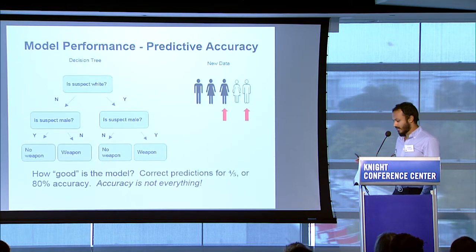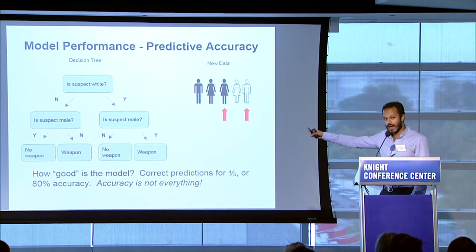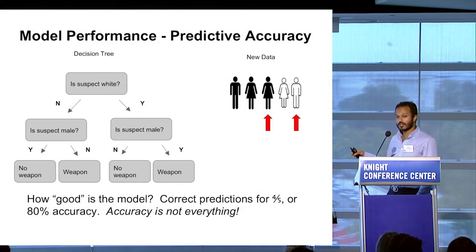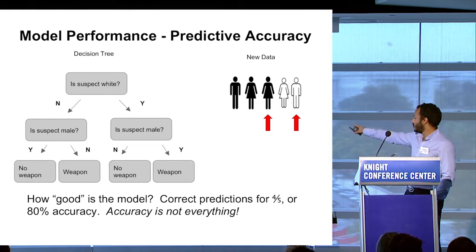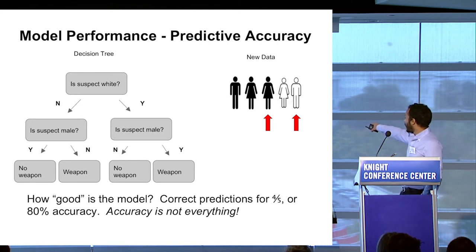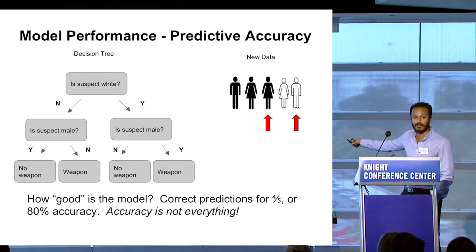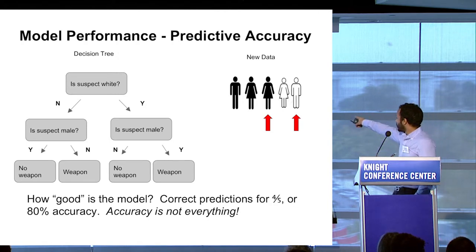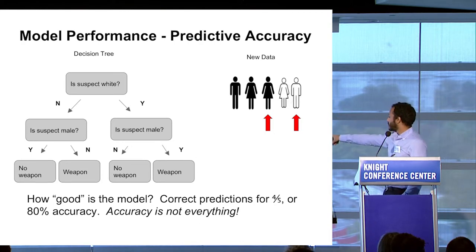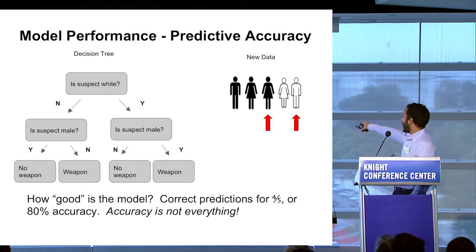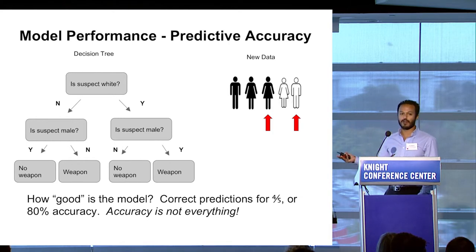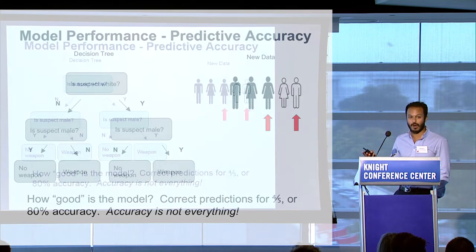So what you'd like to do, once you have this decision tree that was trained on the data that I just showed you, is use it to make predictions on new data. So suppose we take the same decision tree from the previous slide and apply it to new data. In this new data, suppose the red arrows indicate suspects that actually have weapons. If you ran each of these five individuals through this decision tree, you would see that the only person that's misclassified is the second black female. So on new data, this model has accuracy of, let's say, 80%, 4 out of 5. And that's one metric that can be used to judge how good a predictive model is.